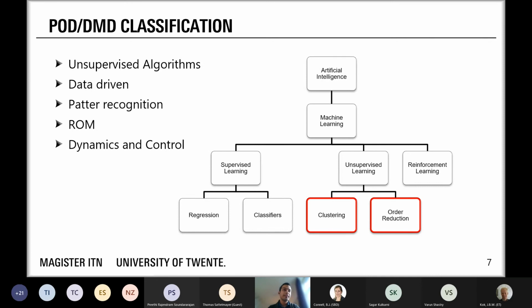And I'm not going to go into details on what they are and how they are derived, even though I'm happy to have that discussion. But it's important to note that they're very good for order reduction and clustering. So basically pattern recognition in the flow, and that's the prime motivation of using these two methods on my data.